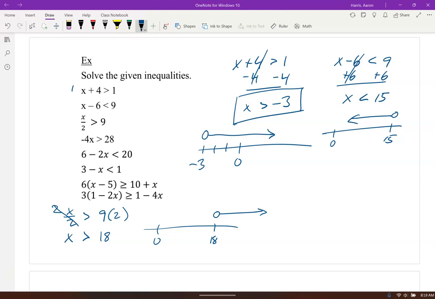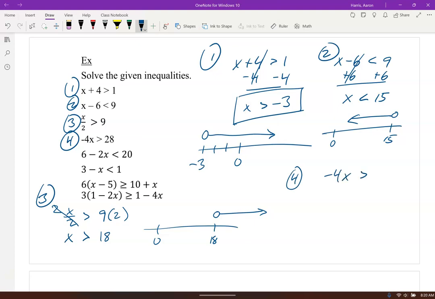Now let's do number 4 here. Negative 4x is greater than 28. Well, this time I'm dividing by a negative. So since I'm dividing by a negative, I better switch that sense. So x is less than negative 7. So open hole, meaning I'm less than. I'm not including negative 7, right?